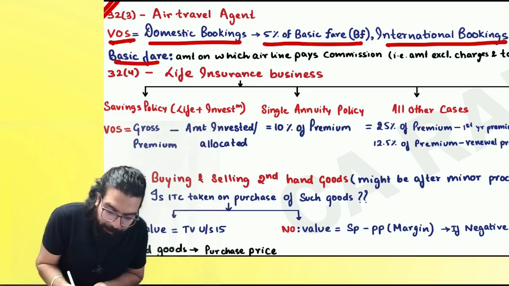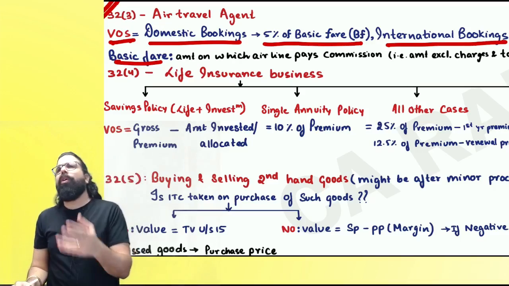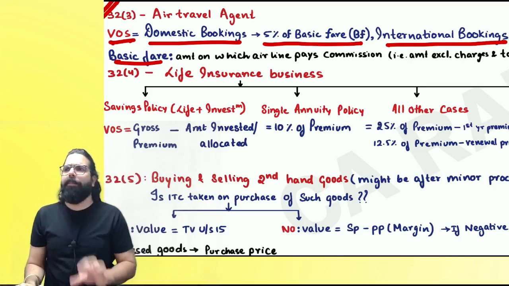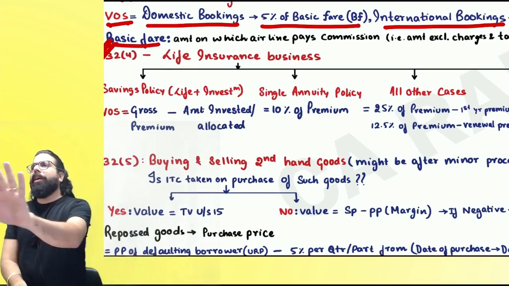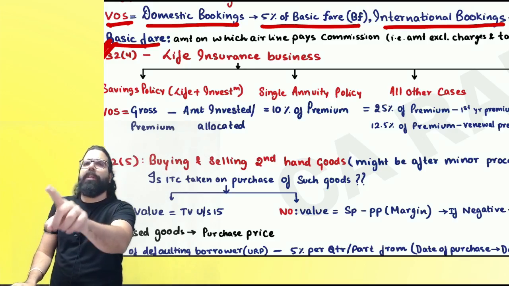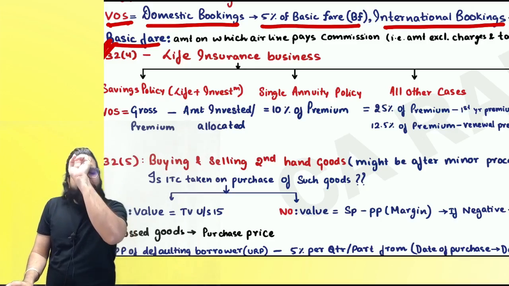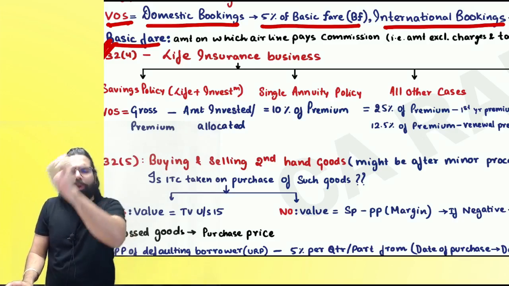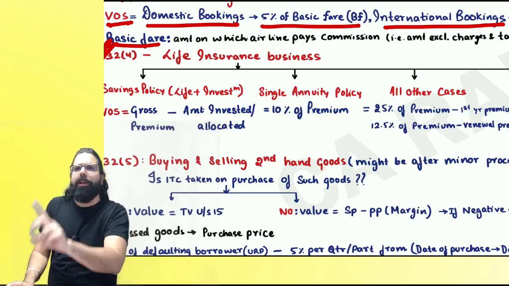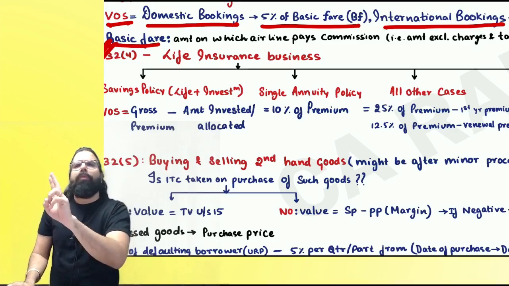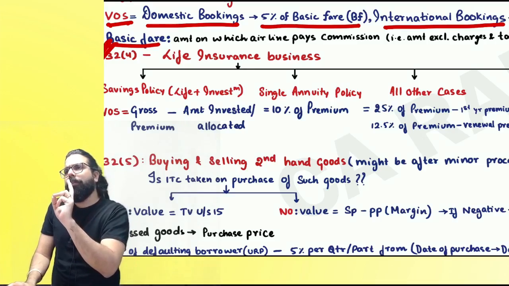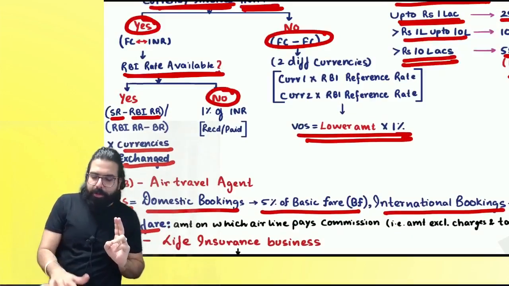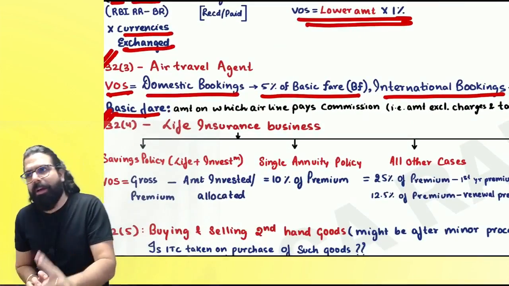Everyone over here now. Basic fare: the amount on which the airline pays commission is known as the basic fare. Everyone over here. Section number 32, 1 done. Rule 32(1) told. These methods are optional. Rule number 32(2), in the case of foreign currency, rule number 32 covers money changer, it was okay. The next one was air travel agent.